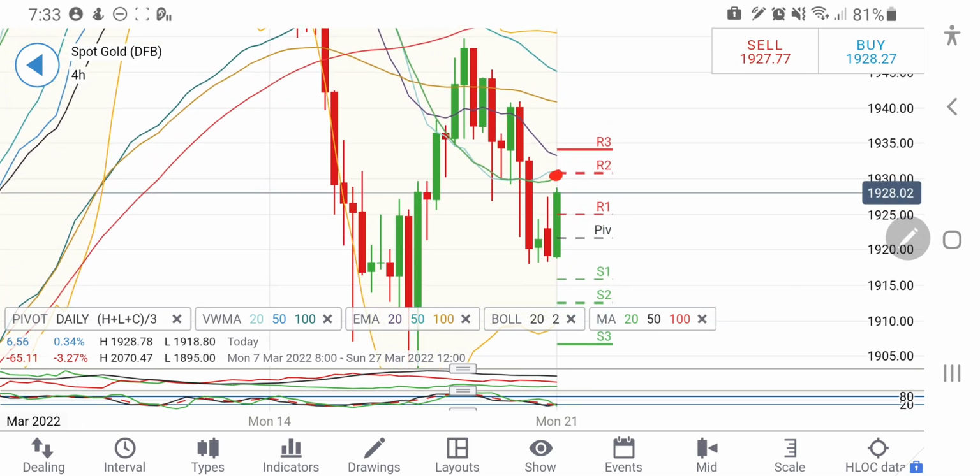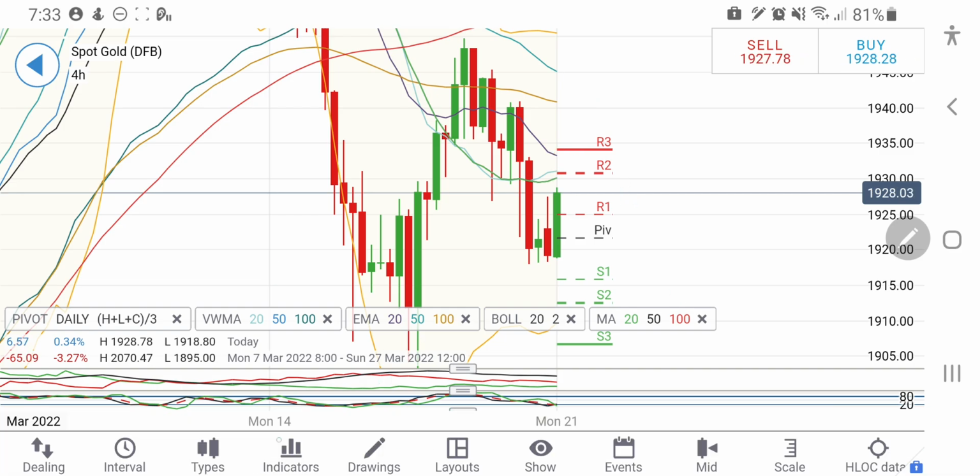So if it breaks 1930-31, probably you can take another entry above this, which might take it towards 1935, and then beyond that it will fly towards 1945, 1950 and the 1960 zone. So you can take a long entry there, and you can remain long till the time it is above 1918. I am once again saying, till the time it remains above 1918, you can remain long. We are looking forward to a target of 1960 in gold soon.